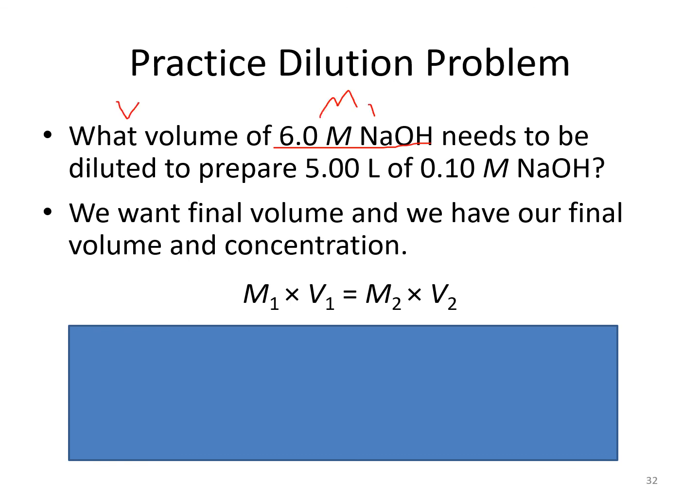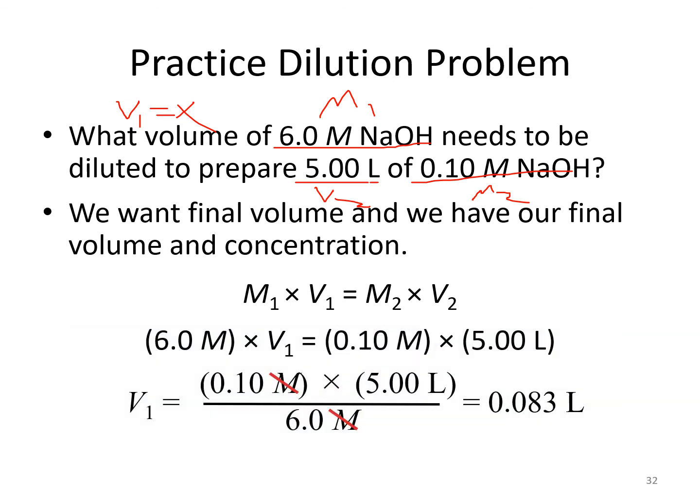What volume? That's what we're looking for. So that's V1. V1 is going to be our variable. 5.00 liters, that's V2 of a 0.10 molarity solution, that is M2. So take a moment, see if you can solve for V1. So click the slide to remove the box and reveal the answer.